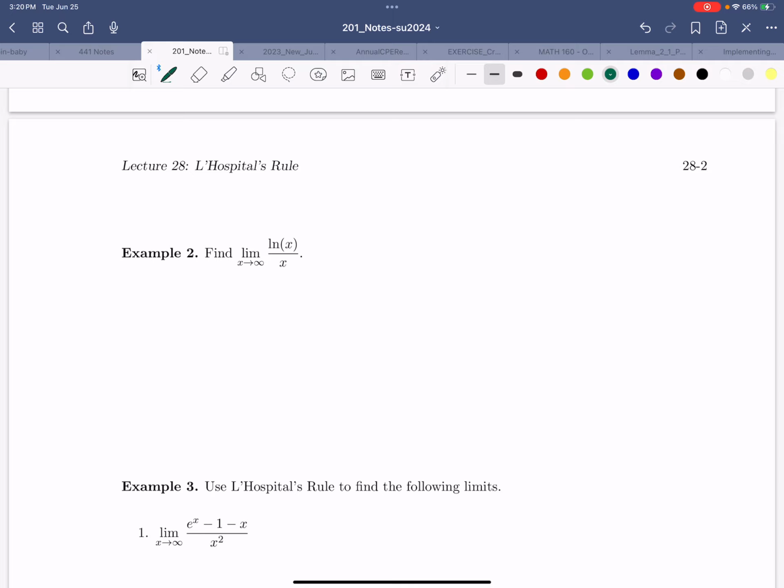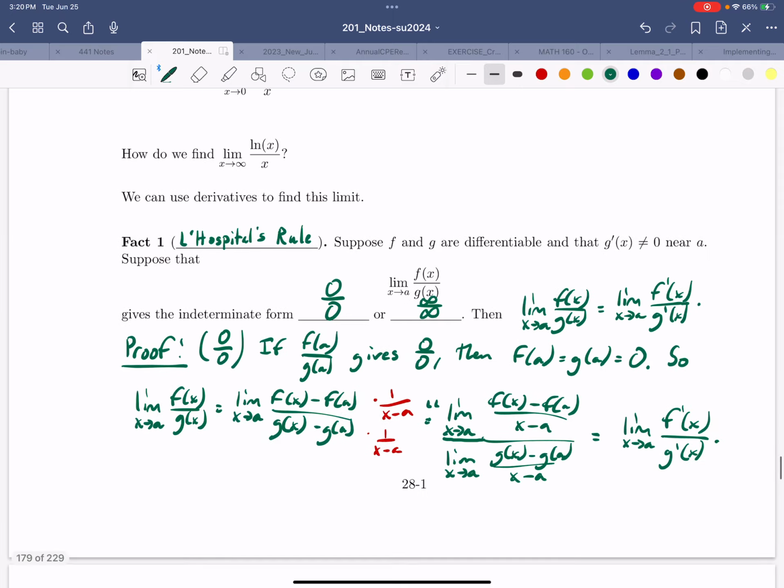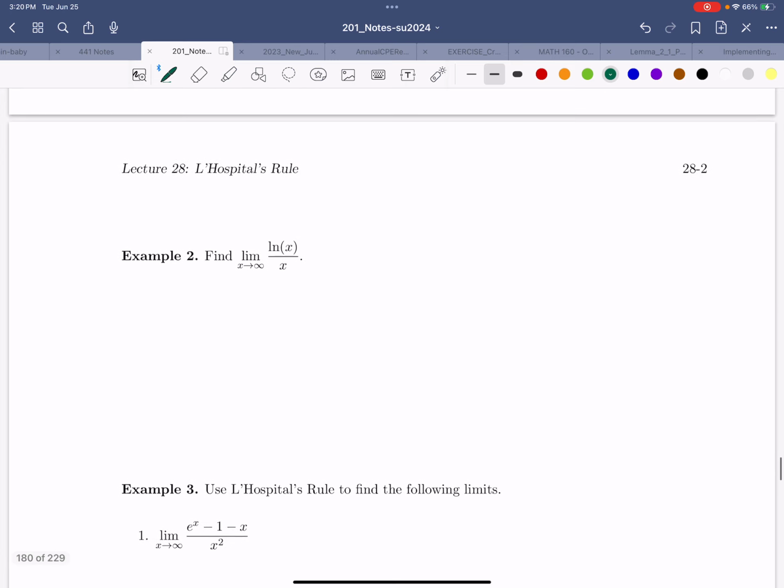So if we look at example 2, this is the one that we had asked before. How do we do this? Well, let's see. Limit as x approaches infinity, ln of x over x. If you just try to straight up take the limit, plug stuff in, you get the indeterminate form infinity over infinity. Remember, we didn't prove this, but it's completely analogous. You just do 1 over each of them.